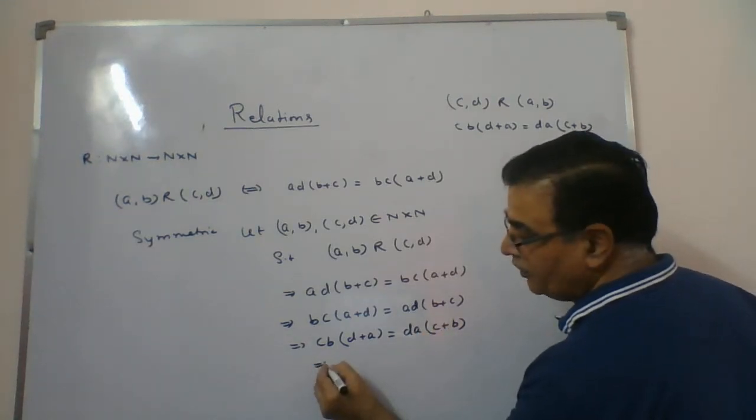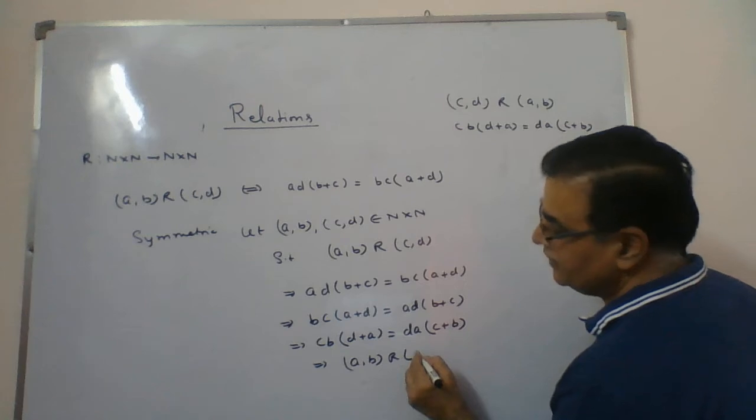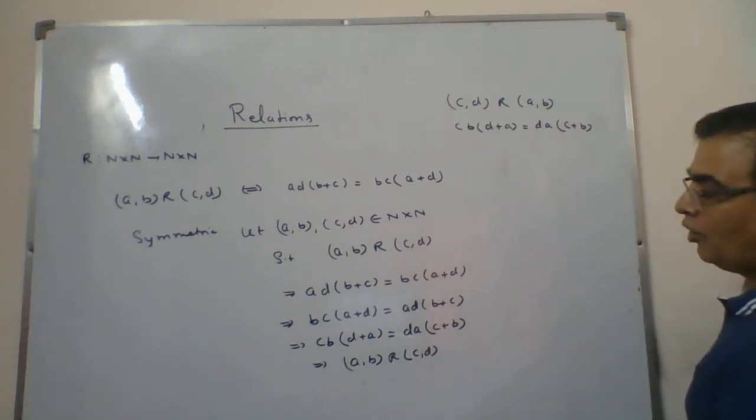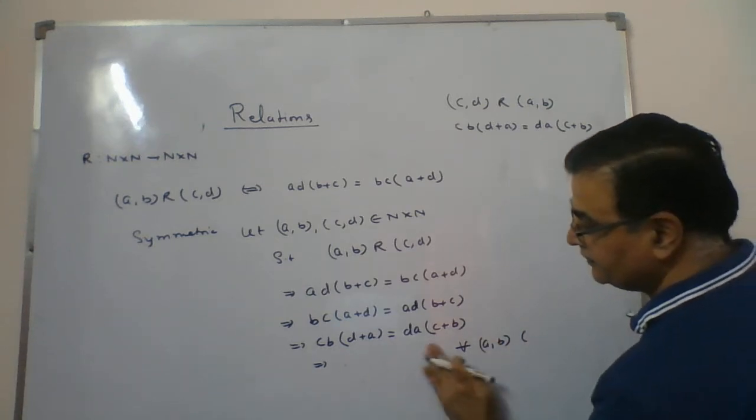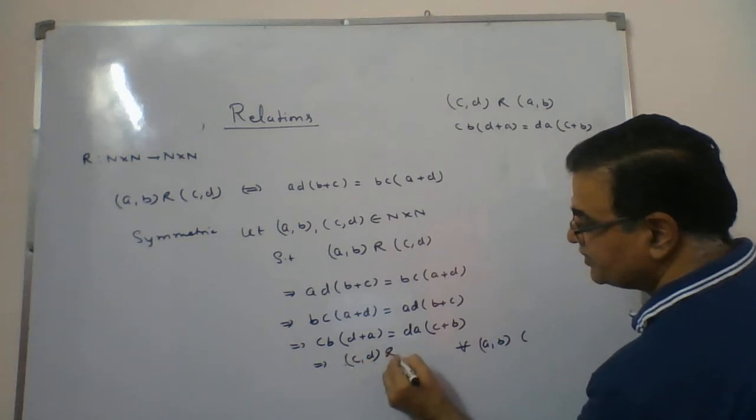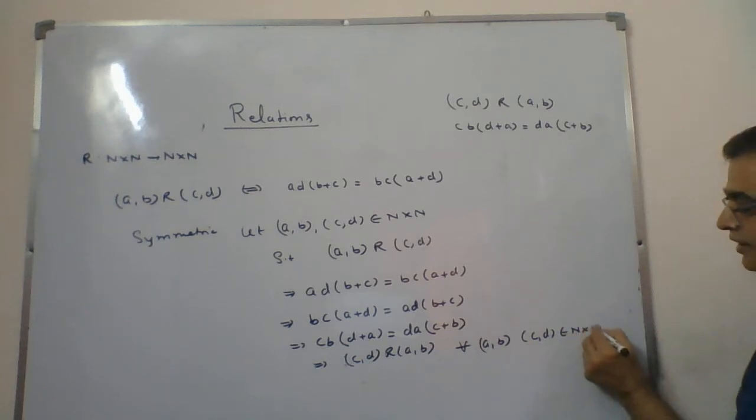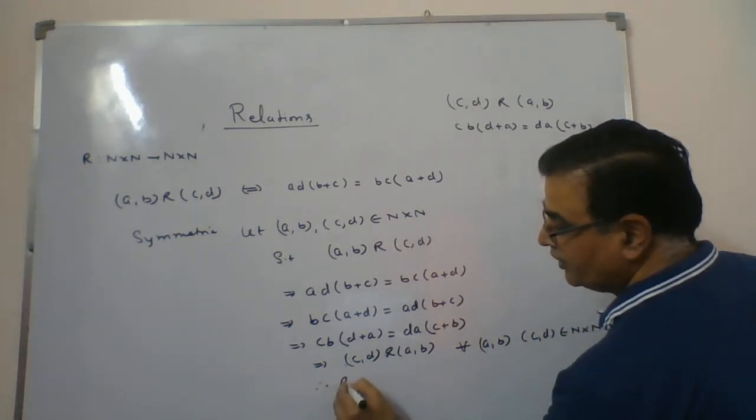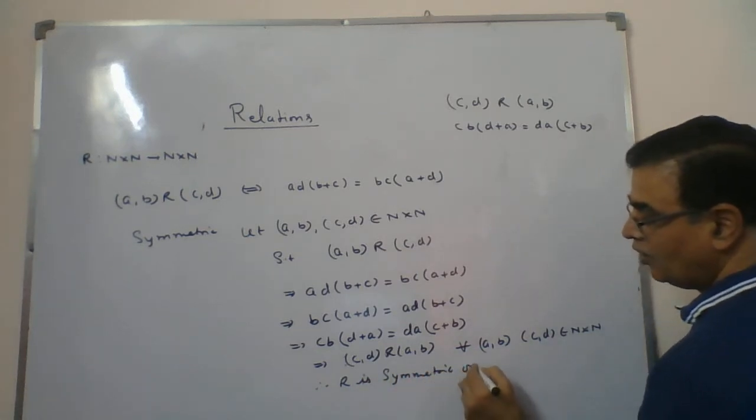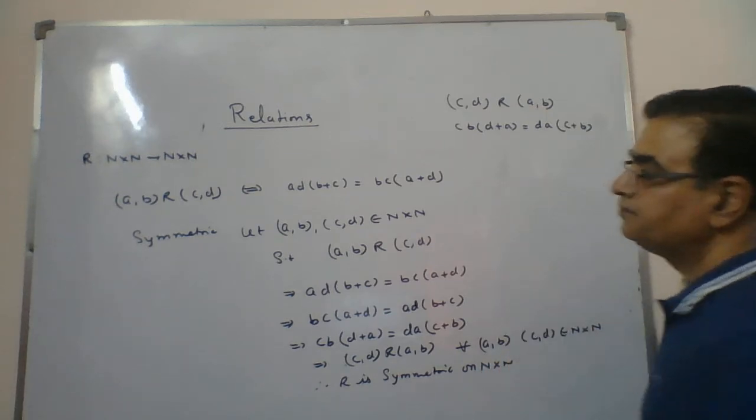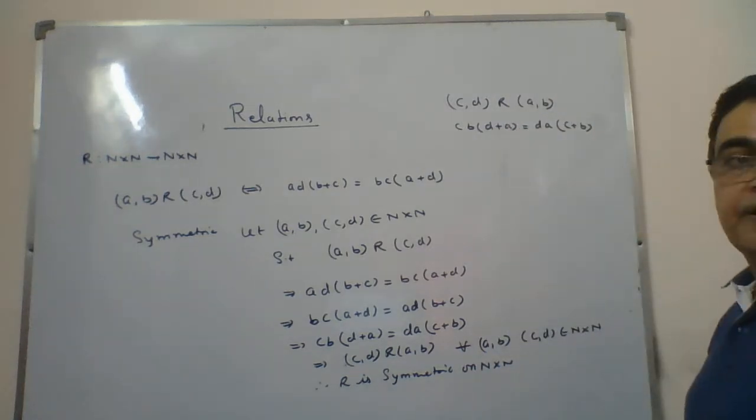And when you got this, what it indicates is that, sorry, this is wrong, we have written, this is (C,D) relates with (A,B), for all (A,B) and (C,D) belonging to N cross N. Therefore R is symmetric on N cross N. So this relation is symmetric on N cross N. Now coming to the next part, transitive.